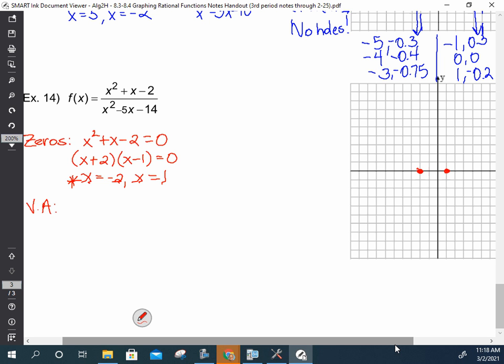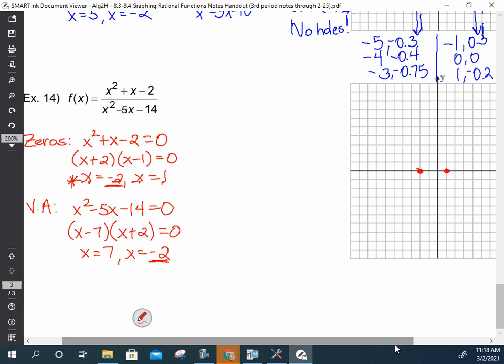Vertical asymptote. Take the denominator and set it equal to 0. So again, this is factoring. x minus 7, x plus 2. So x equals 7, x equals negative 2. What do you notice with negative 2? Same as a zero. You have a zero and you have a vertical asymptote.